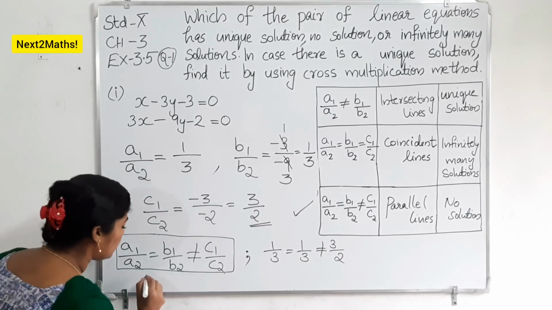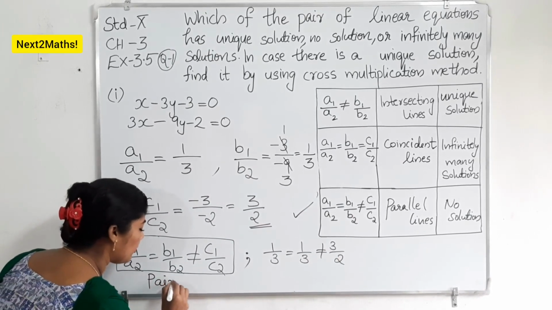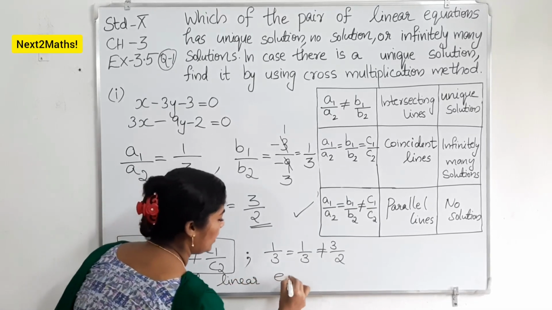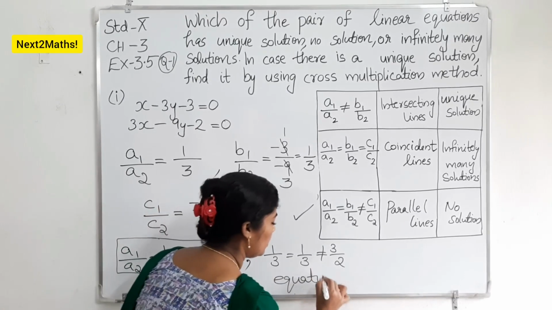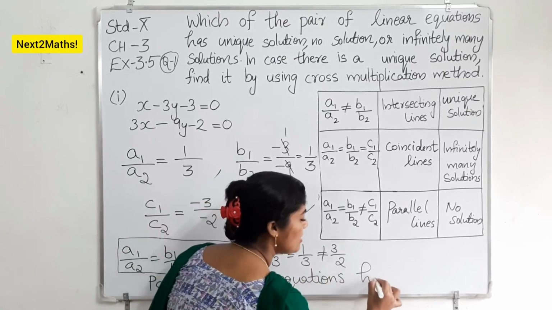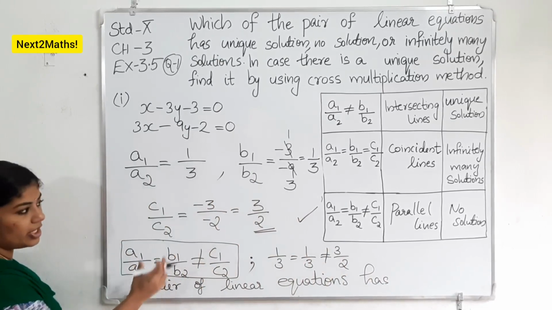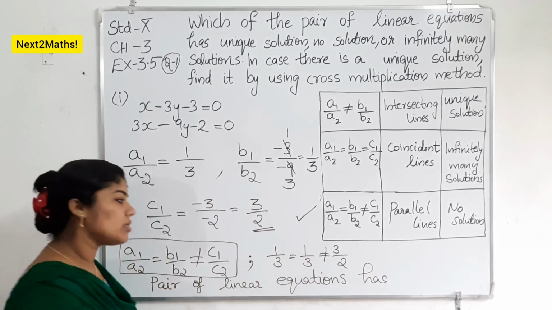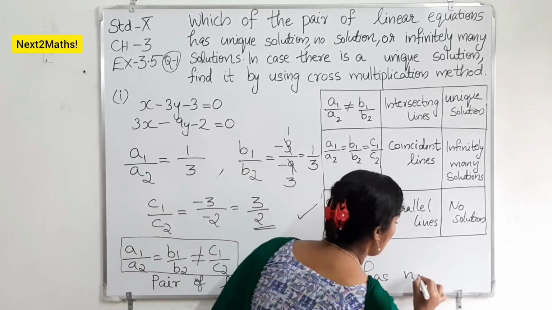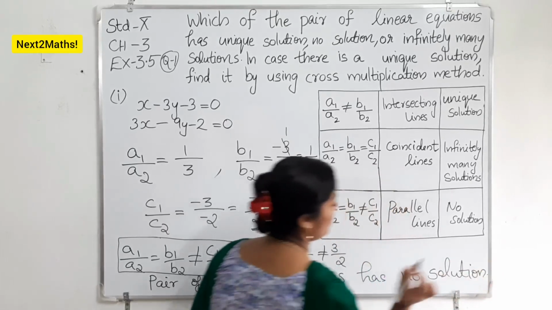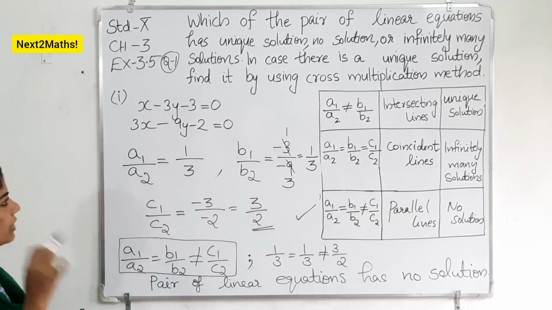So you can conclude whether the pair of linear equations has a solution or not. See, this is your condition. So compare the table, there is no solution. The pair of linear equations has no solution. So there is no solution. Okay, so that's all about the first one.